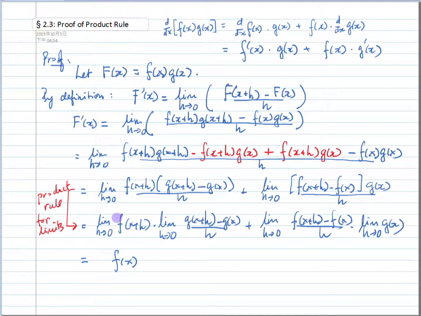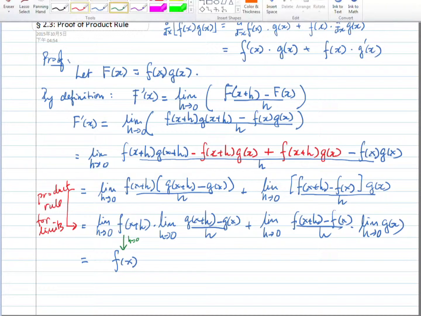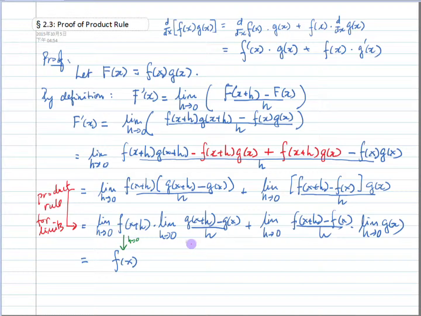That is the limit of the first term. We have to think of this as the limit as h goes to 0 of the first term. And the second term is simply by definition. What is the definition? This is precisely the definition of the derivative of g. So this is g prime of x. Similarly, the first factor here in the second term in this product, this is by definition the derivative of f. So that is f prime.